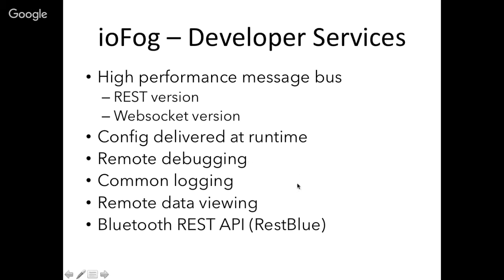And what you get with it is, building for the fog is now very, very similar to building for the web and very different than machine-to-machine era building for the edge. What you get is a high-performance message bus that's right there for you. We're going to take a look at what it looks like to attach to that. And you can put config into the containers at runtime. You can remotely debug. There's some common logging. View the data remotely. And if you're building with Bluetooth, you can use a REST API to talk to Bluetooth there in your container.